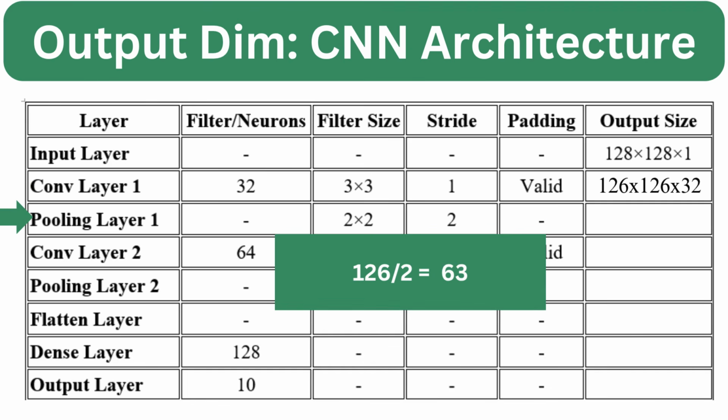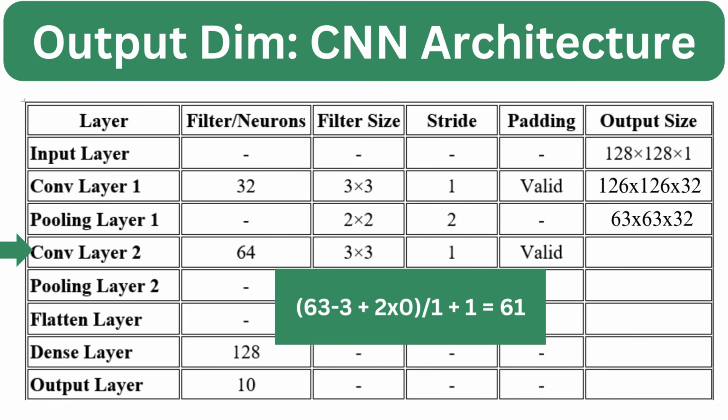Now we are moving to the pooling layer, and pooling layer will reduce the size of this input image by half. So 126 divided by 2, we will get 63 by 63 output. Now the question is, what about the channels? So the channels will remain the same. The pooling layer does not affect the number of channels. It only reduces the height and width, the dimension of the output feature map. So the output after the pooling layer would be 63 by 63 by 32.